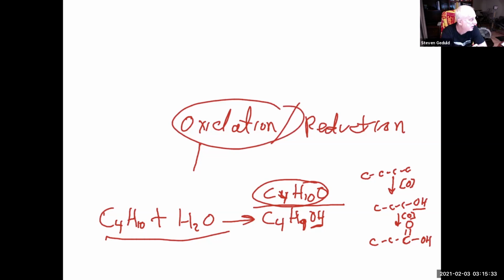One more time, what are the brackets around the O again? The brackets around the O, when you see this, that means oxidation has occurred.